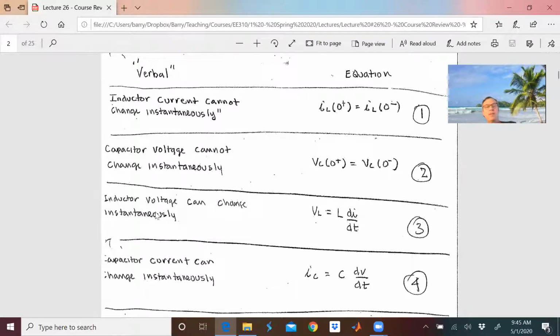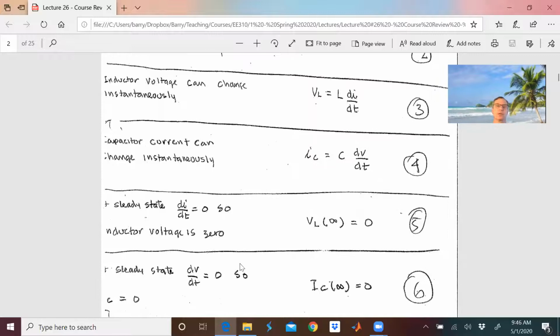The energy in the inductor is 1/2 Li squared, so it's proportional to the current. And here we're talking about changing the voltage, where we say the capacitor current can change instantaneously. Well, the energy stored in the capacitor is 1/2 CV squared, so we can't change V. Yep, there it is. But we can change the current. So here are the first 4 rules.